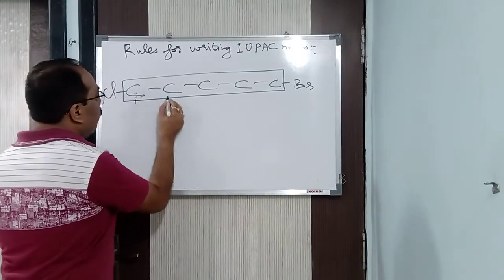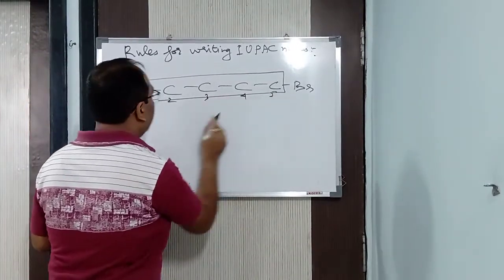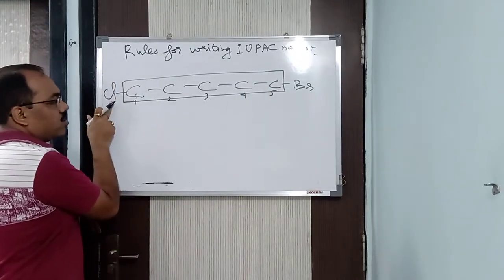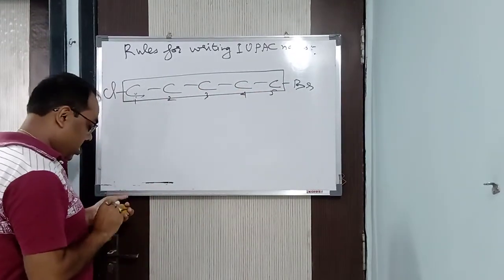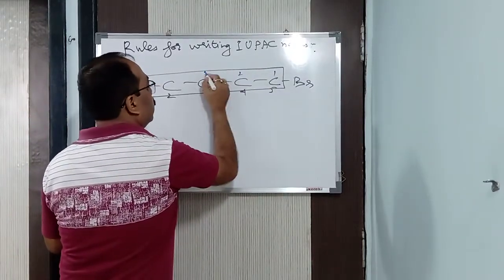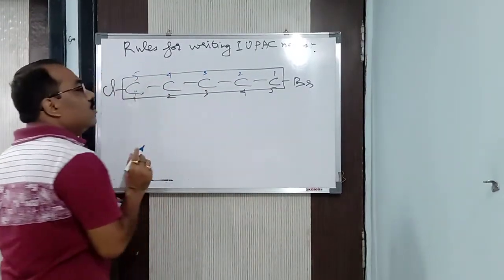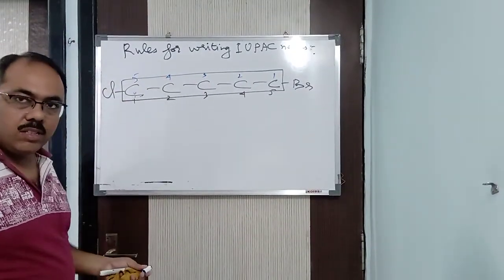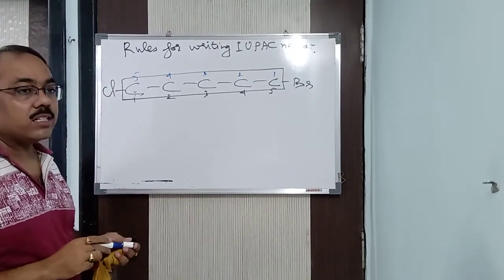Now you see, if you count from this direction, 1, 2, 3, 4, 5, then first you get chloro and in the fifth position you get bromo. See clearly, first is chloro and fifth is bromo. Now, you will say, sir, why should I do that? I will do it this way: 1, 2, 3, 4, 5. So, first is bromo and fifth is chloro. Somebody can say this also. Now, the question arises, which one is correct?